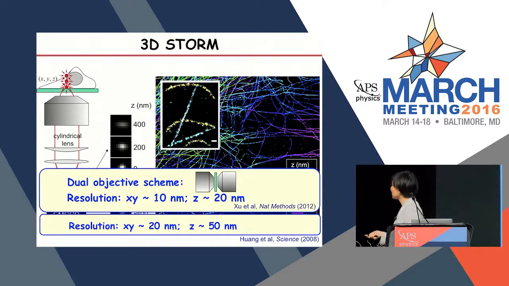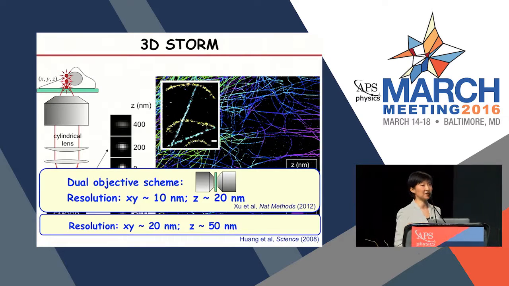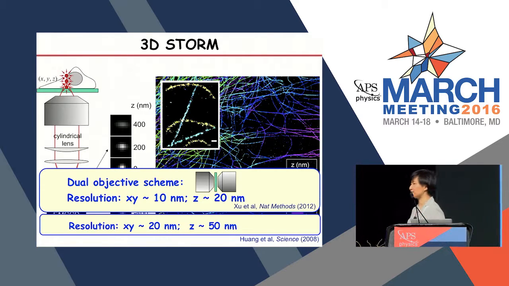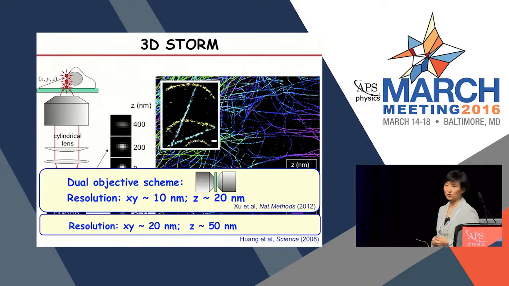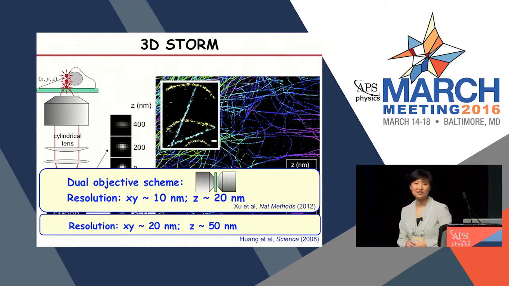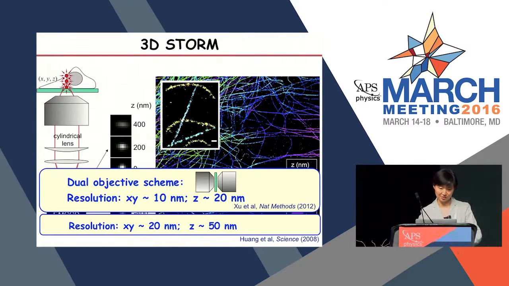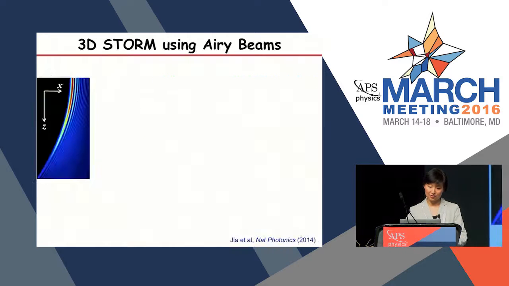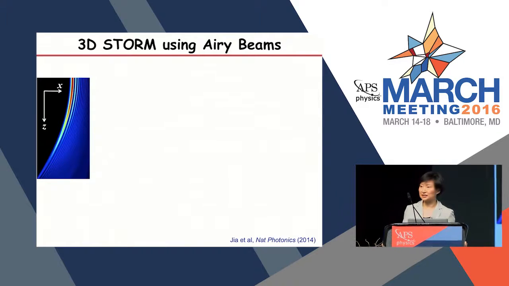First, we inserted the specimen in between two objectives, and with that we received twice as many photons, and we also have an error cancellation mechanism, and that improved the resolution by a factor of 2. But after that, you can still see that the Z resolution is worse than the XY, and I like to have isotropic resolution. And so then we used this very interesting waveform that was relatively recently developed, called the Airy beam.